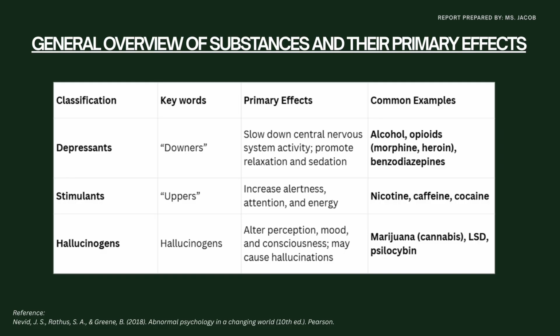depressants, stimulants, and hallucinogens. Now, let me discuss depressants. Depressants are often referred to as downers because they slow down brain activity and central nervous system functioning.